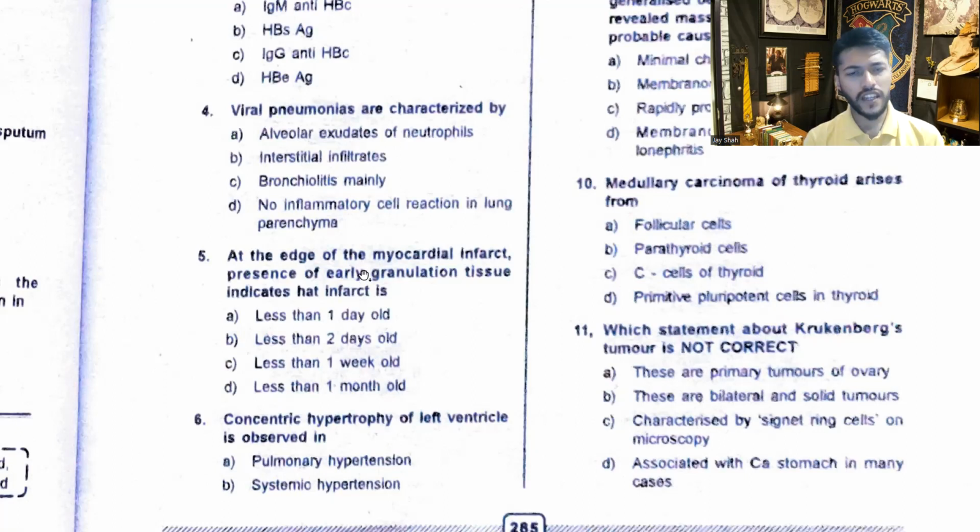At the edge of myocardial infarct, presence of early granulation tissue is less than 1 week old. See, 1 to 2 days or 1 to 3 days, basically, there is neutrophilic exudation, acute inflammation. 3 to 4 days, or basically the next 3 days, you'll have replacement by mononuclear infiltration, your macrophages and your lymphocytes. Followed by that, you'll have fibrosis and your neovascularization. So that is less than 1 week.